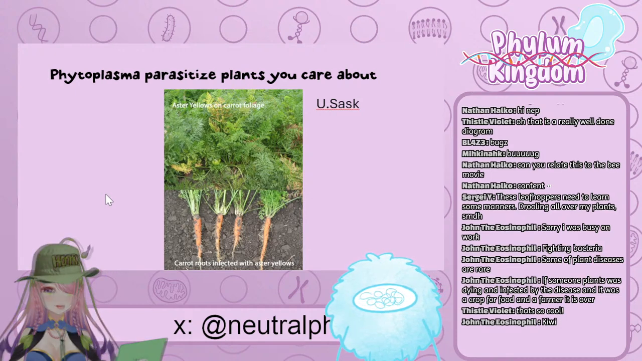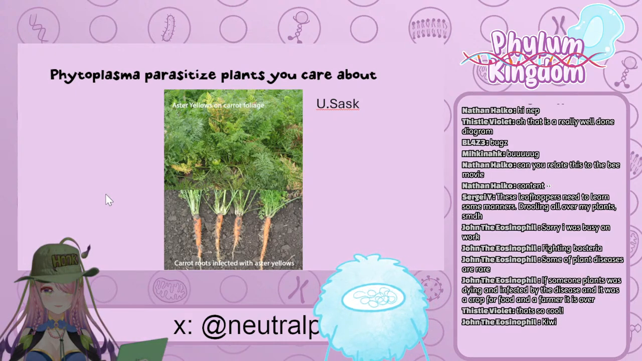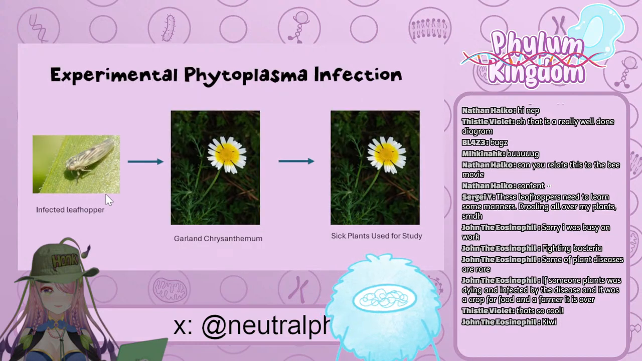All right, so the goal of this paper is to take this particular strain of phytoplasma and determine which genes are on in the plant versus which genes are on in the insect. So I'm going to walk through how this was done experimentally. The researchers started with a population of infected leafhoppers, and they had them hang out with a bunch of garland chrysanthemums. So these are going to be the host insect and the plant for our experiment.